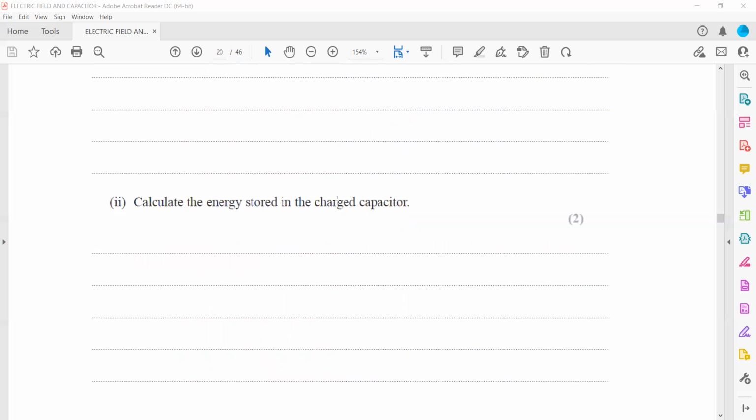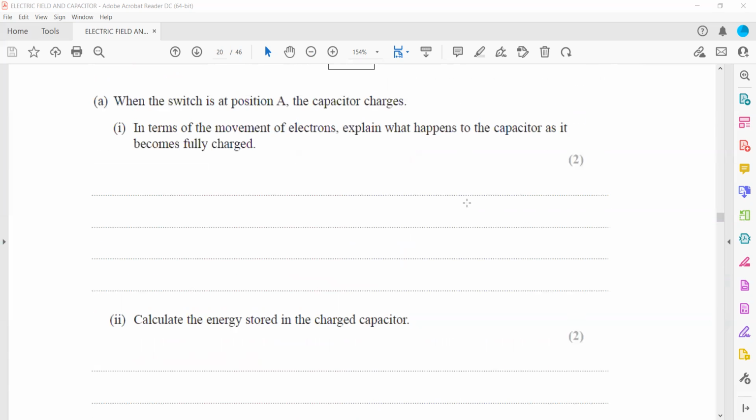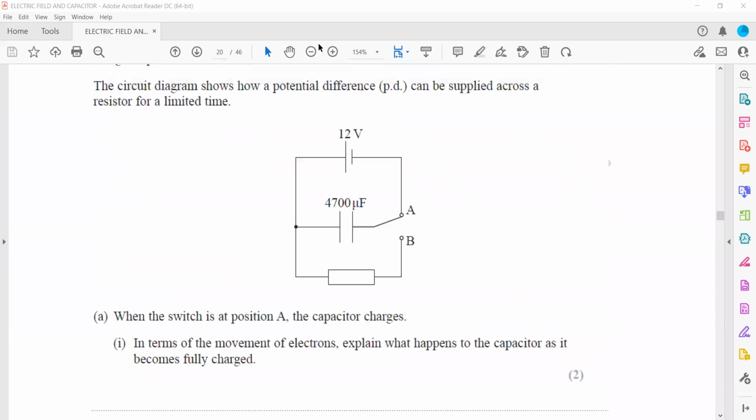Then the next part, calculate the energy stored in the charged capacitor. If the capacitor is fully charged, the voltage across the capacitor will be 12 V and we have the capacitance. Energy stored in the capacitor is given by the formula half QV, or if we don't know the charge, Q is equal to CV, so in place of Q we can write CV, and it will be half CV squared.